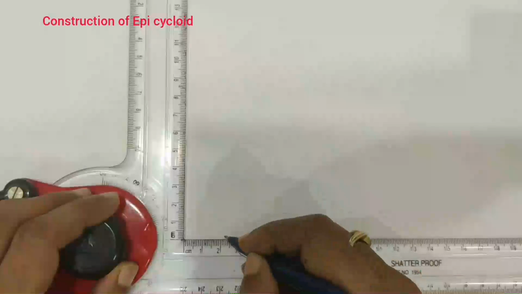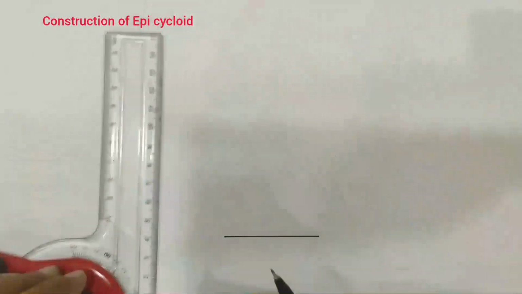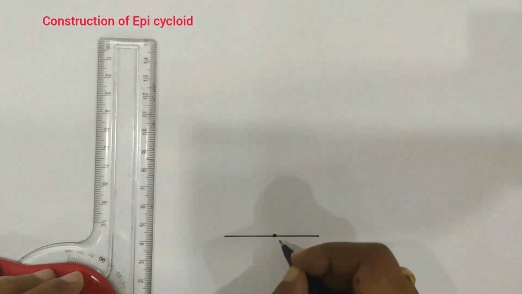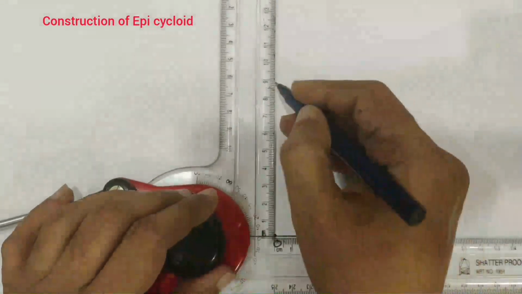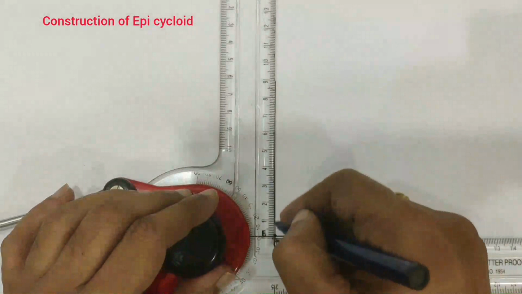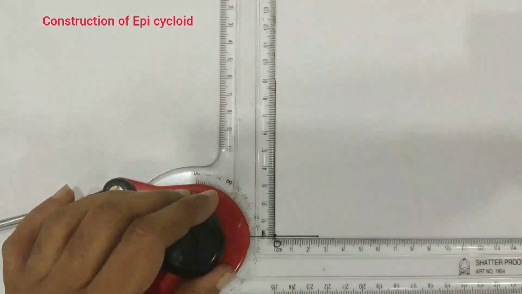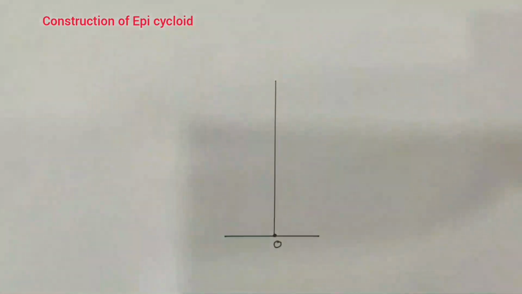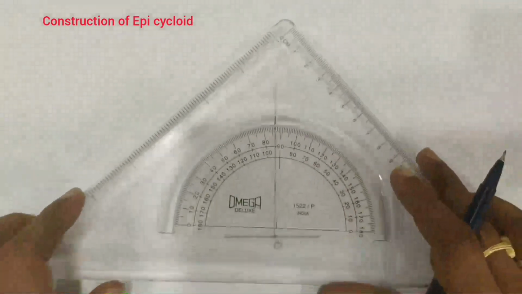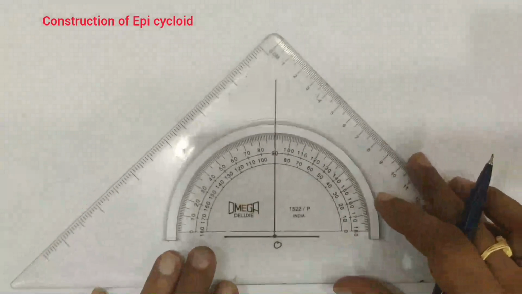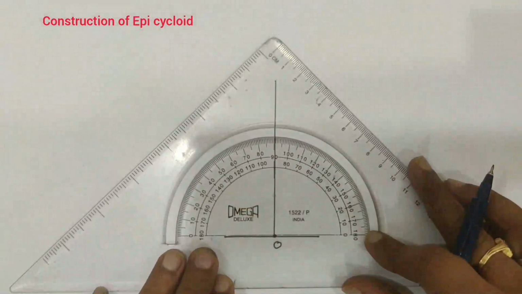As a first step, draw one reference line, then locate a point O, and draw a vertical line. After drawing the vertical line, as we calculated the angle as 120 degrees, draw two angular lines to the vertical line with an angle of 60 degrees each.